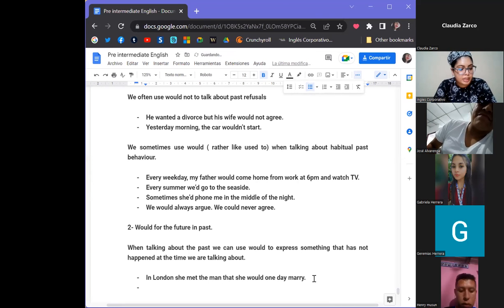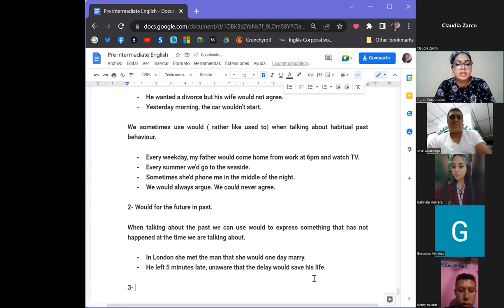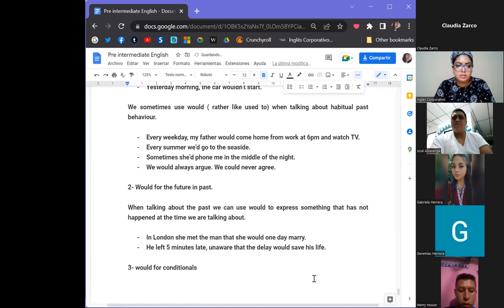And the second one, it says, he left 5 minutes late, unaware that the delay will save his life. And the last one of the uses, that is the number three, that is will for conditionals. And we often use will to express the so-called second conditional.